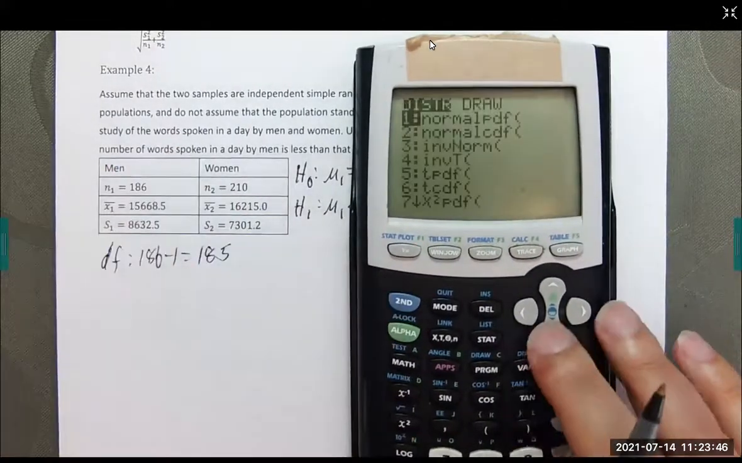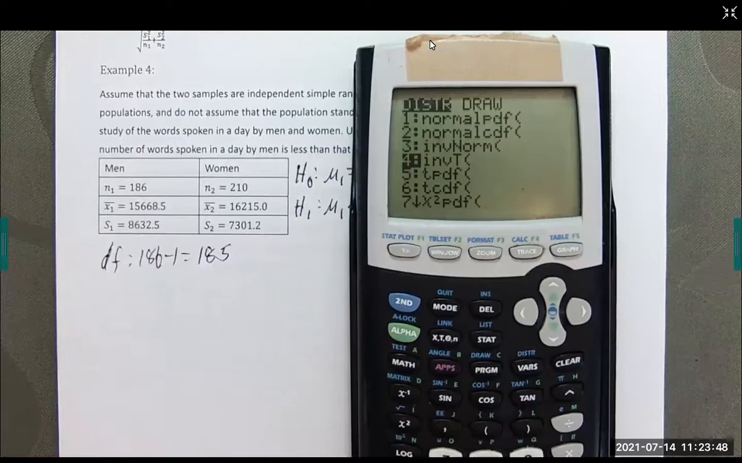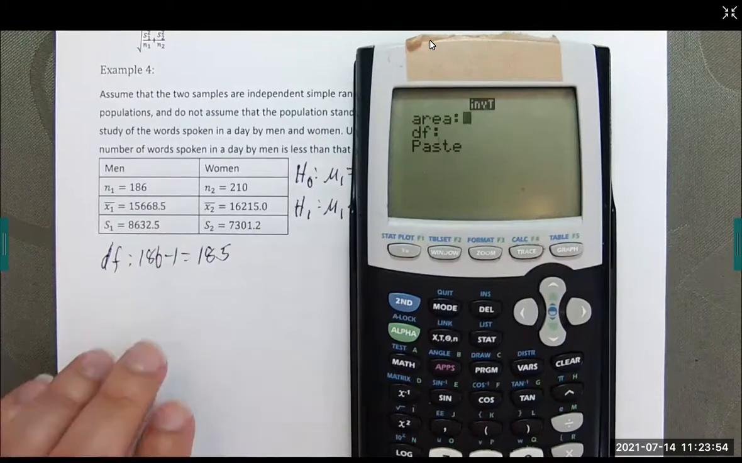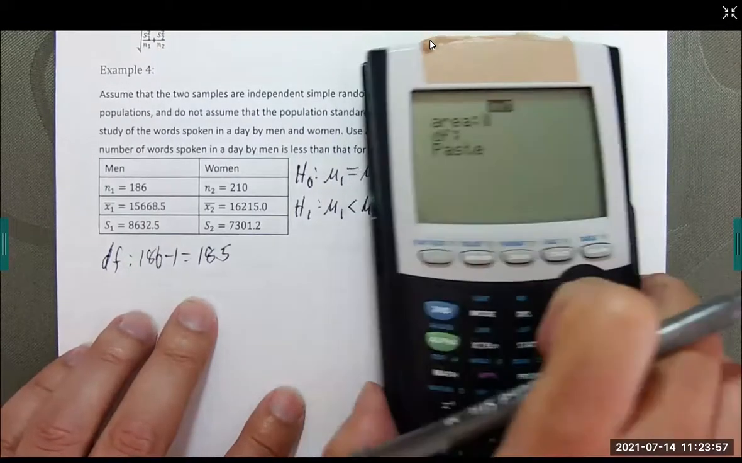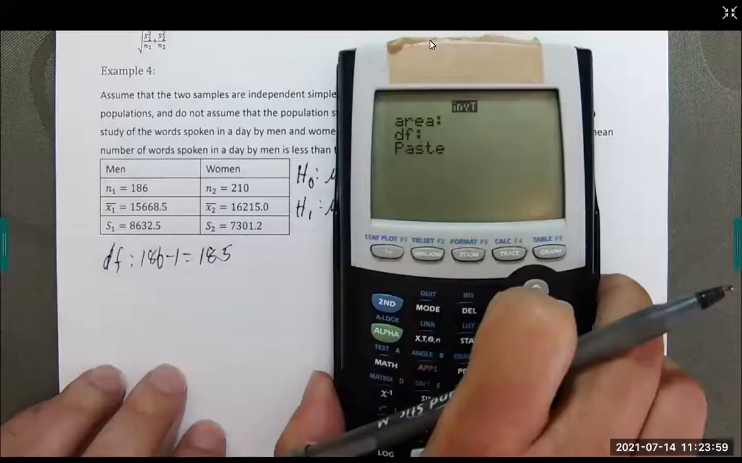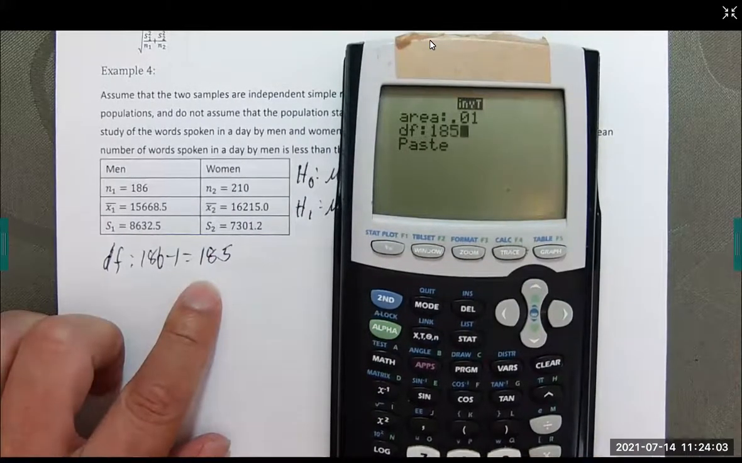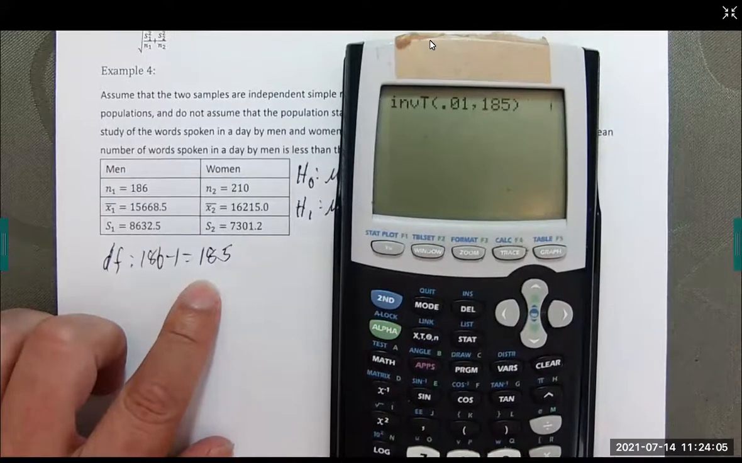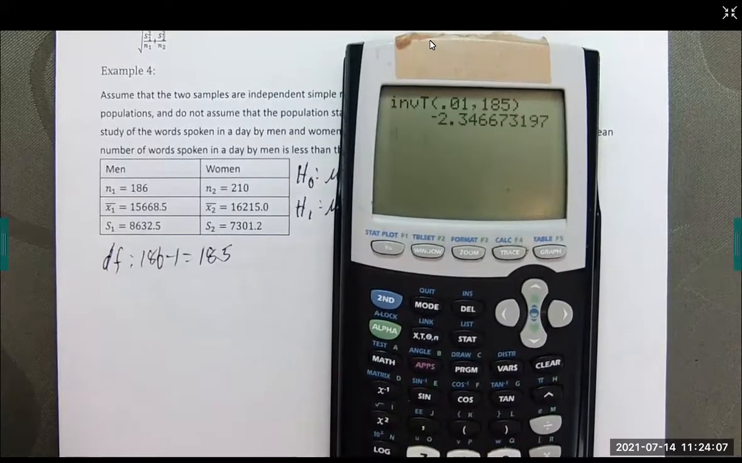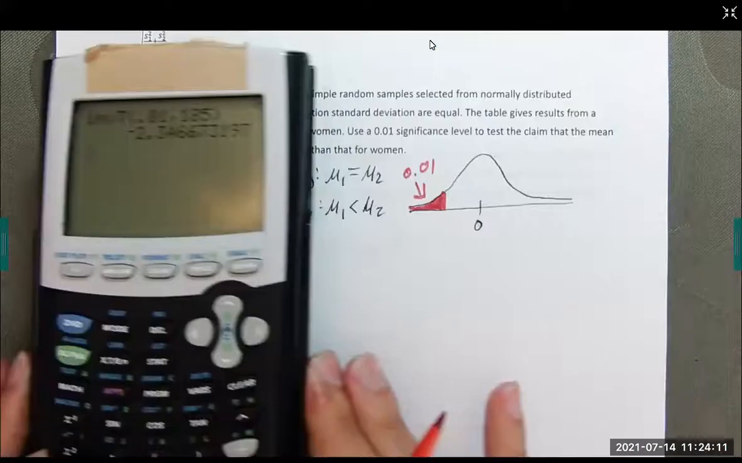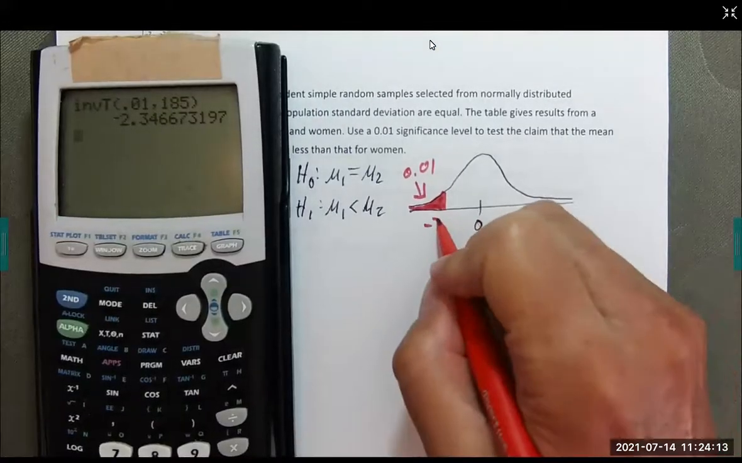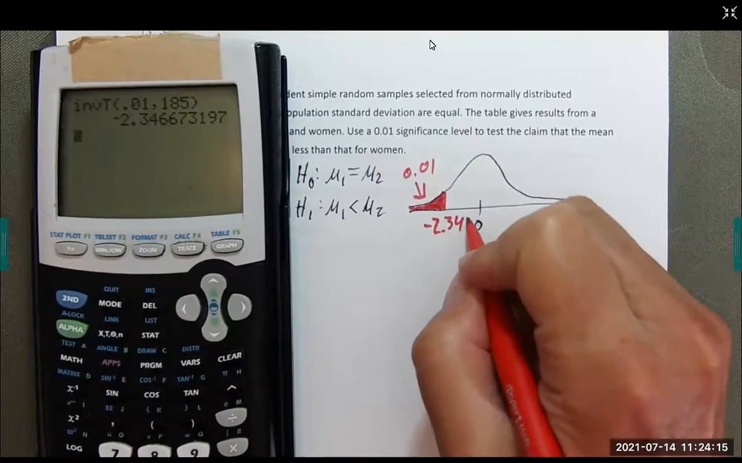Second distribution, inverse t. Now, if you have an older calculator, you may not have inverse t as a part of this. I will show you what you can do with that in just a moment. Area to the left is 0.01. And the degrees of freedom is 185. There is our critical value: negative 2.347, we'll say.